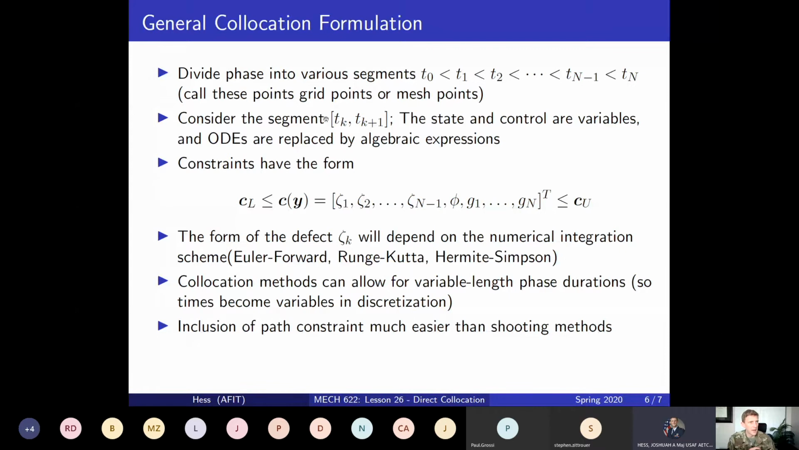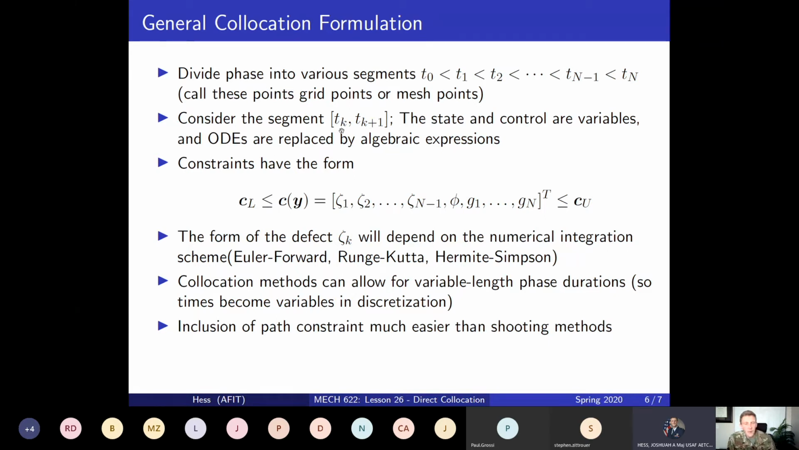So if you look at any segment t sub k and t sub k plus 1, your state and your control over these, you're not shooting there anymore. You're replacing these by algebraic expressions. And why is this? Because this is a direct method. We're not coming up with an analytical solution for the problem, but we are coming up with an approximation of the optimal control problem at a series of points, and you're kind of collocating that time to this point.